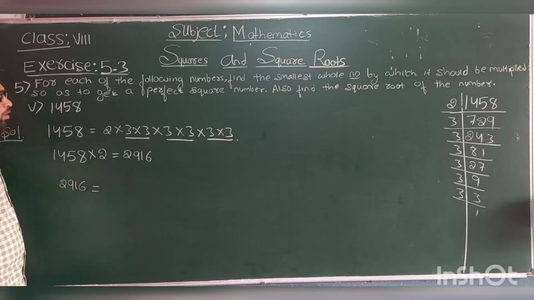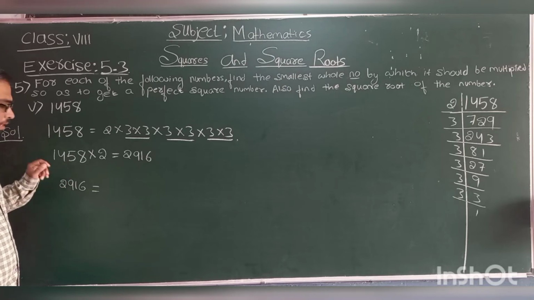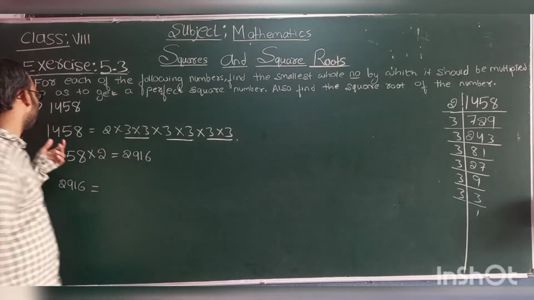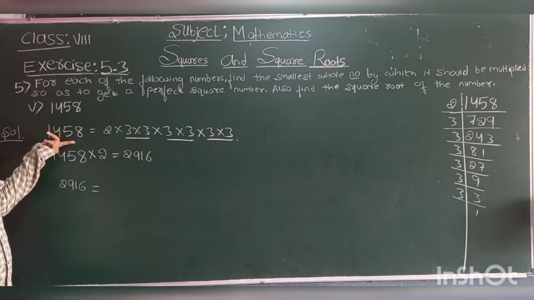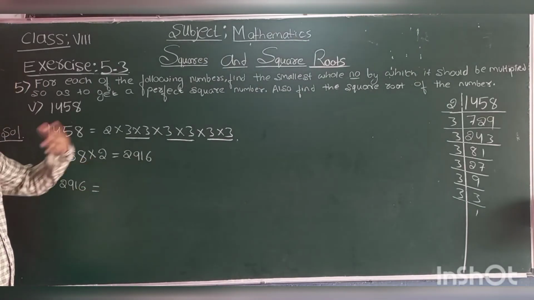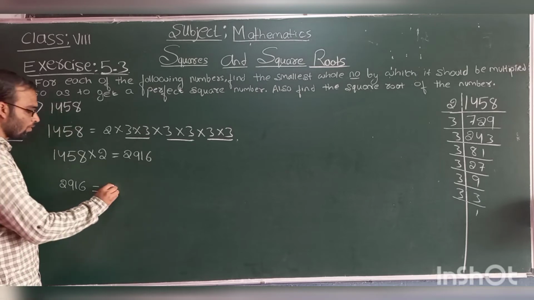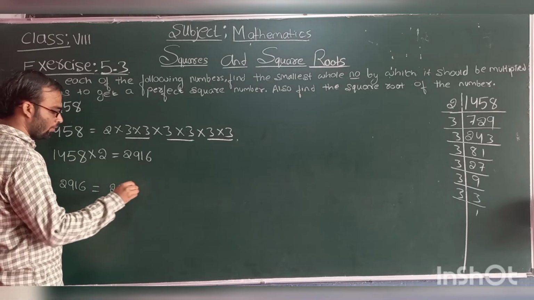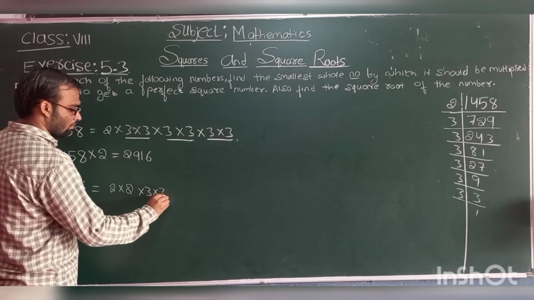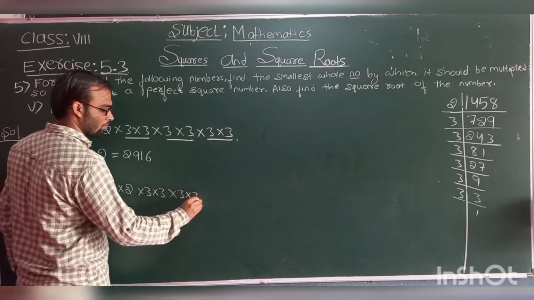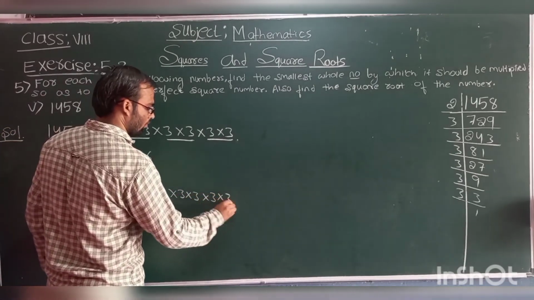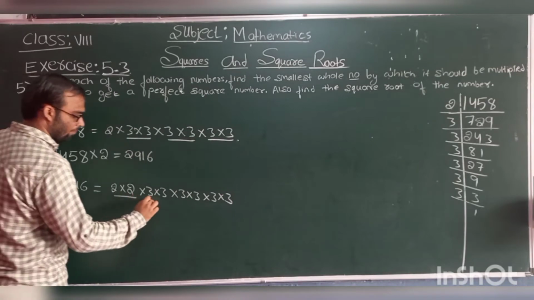Now 2916 equals, so we'll write the factors of this number. Up to here, these are the factors of 1458. As we have multiplied 2 here, we'll multiply 2 there also. So here 2 into 2. Now start pairing.